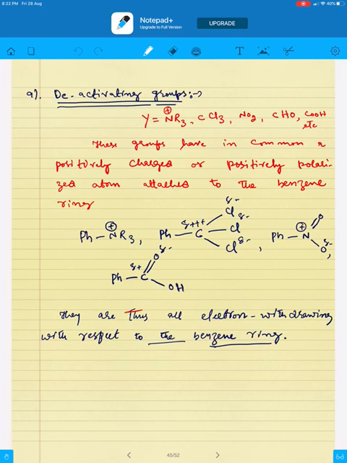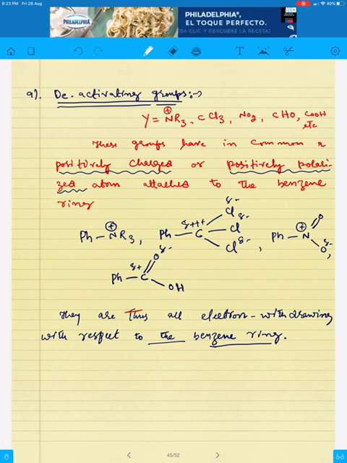the atom which is directly attached to the benzene nucleus is either positively charged or positively polarized. It can have any of the two, right? So this is common in deactivating groups or meta-directing groups. They will have an atom directly attached to the benzene ring, and this atom will be either positively polarized or positively charged.